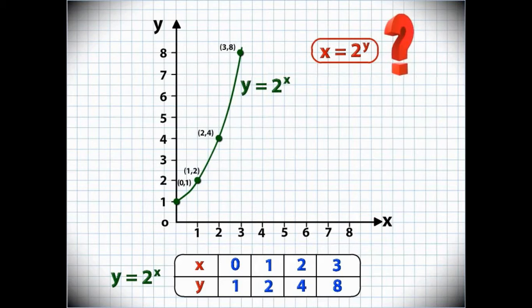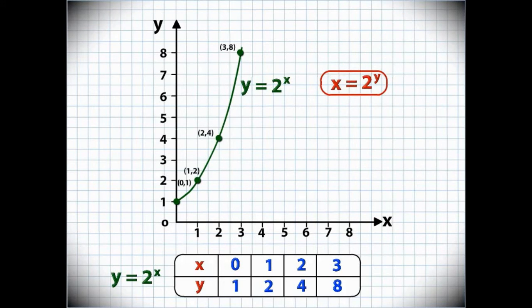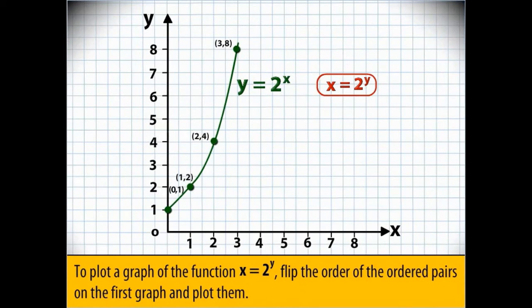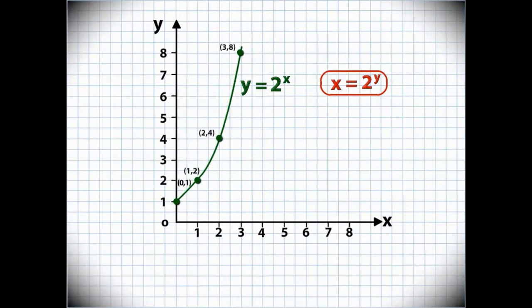Now what if we need to plot a graph of the function x equals 2 raised to the power y? Here you can see that base 2 is the same in both the functions. Only x and y have interchanged their positions. So, to plot a graph of the function x equals 2 raised to the power y, flip the order of the ordered pairs on the first graph and plot them. For example, 3, 8 will become 8, 3.